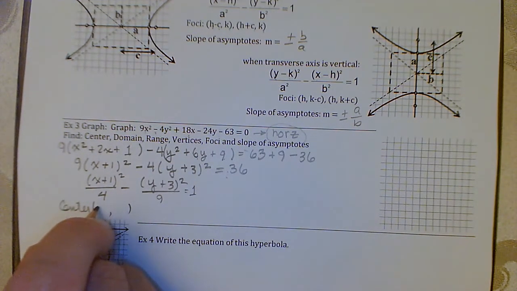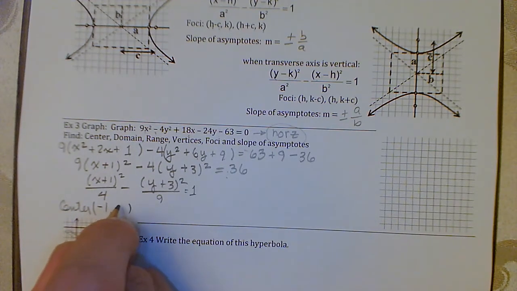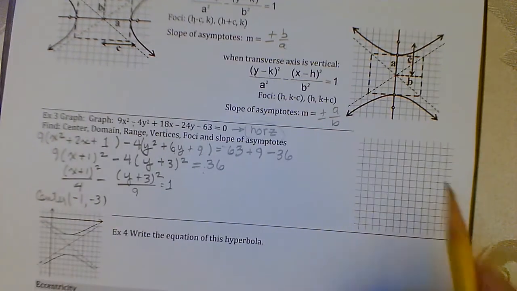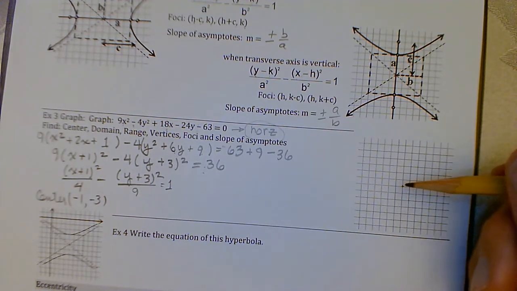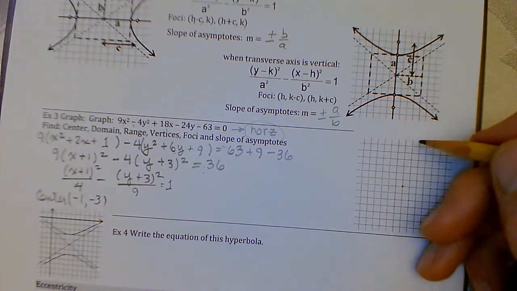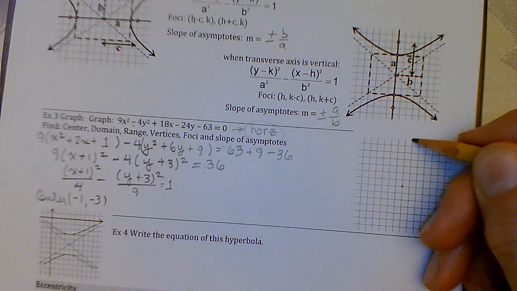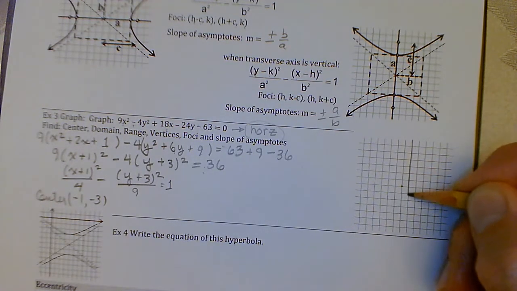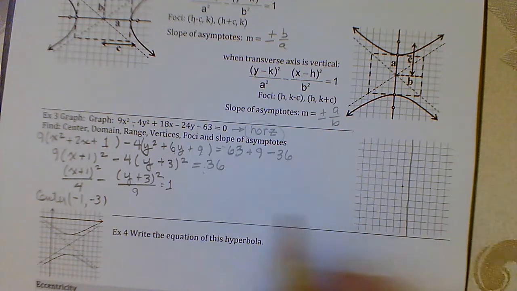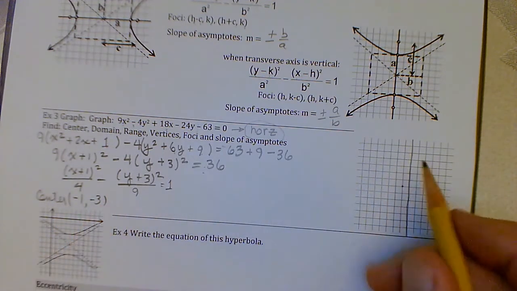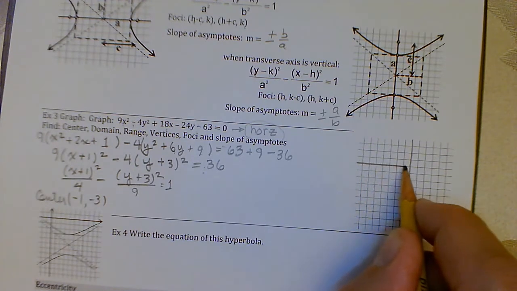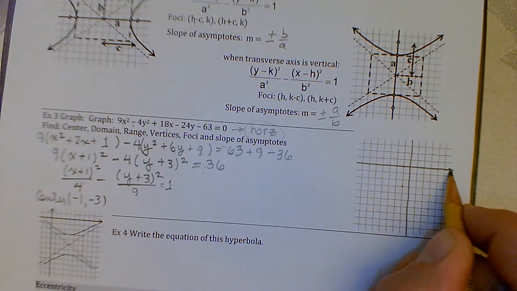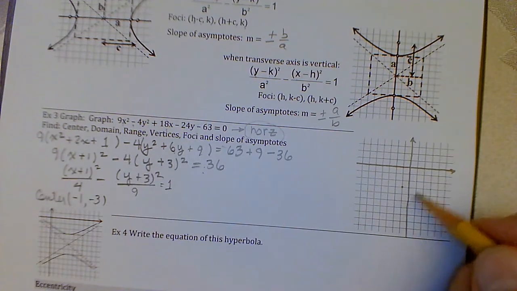The center is -1, -3. And so we can think about that being in the center here. We don't really need to plot that point. It's not really part of the graph, but if we put it here, then if that's going to be -1 in the x direction, I need my y-axis over here. And if it's -3 down, I'm going to go up 3, 1, 2, 3. That will be my x-axis.